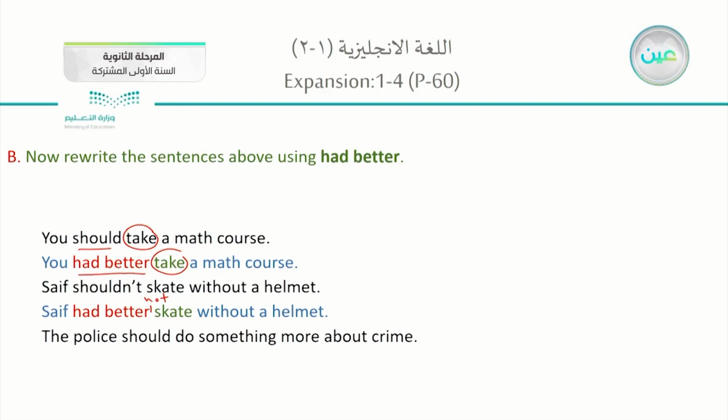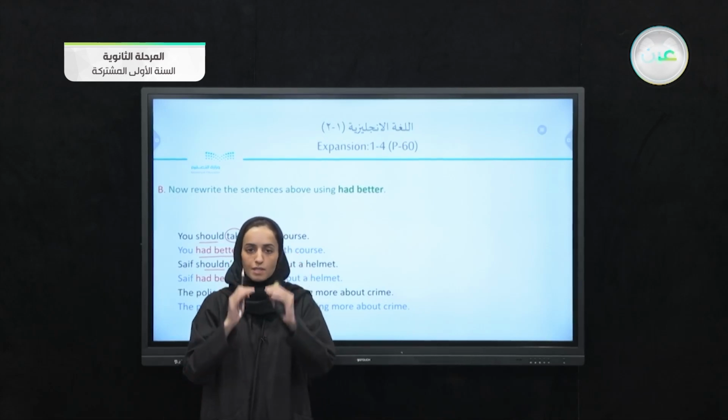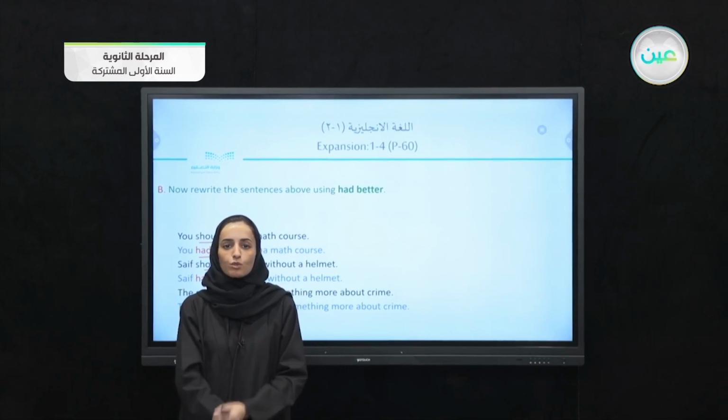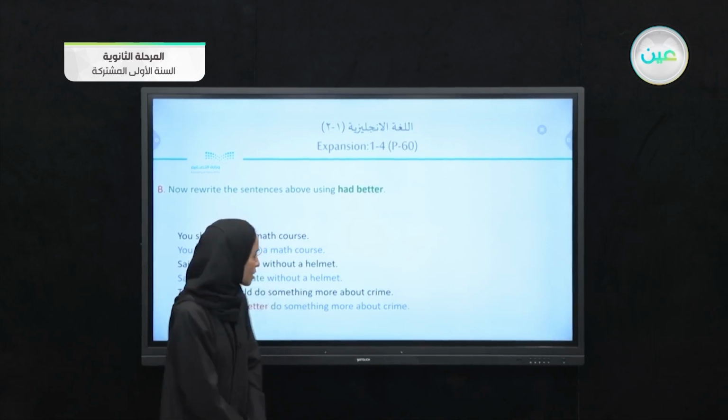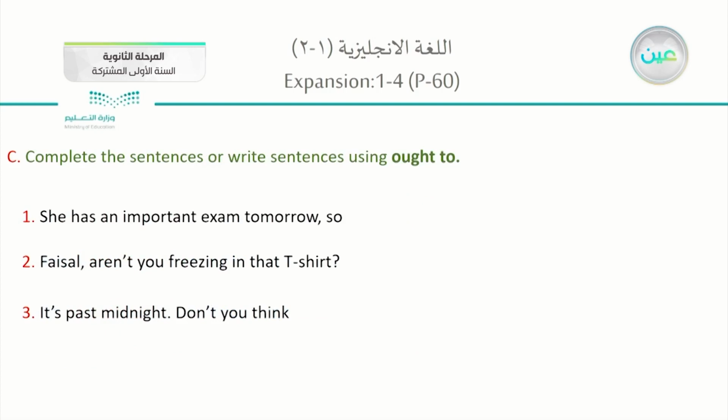The police should do something more about crime. Instead of should, here we will use: the police had better do something more about crime. So the only thing that you're doing, you are replacing should with had better, and had better not instead of shouldn't. Okay. You can refer to page 14 as well if you want more exercise and clarification about had better.